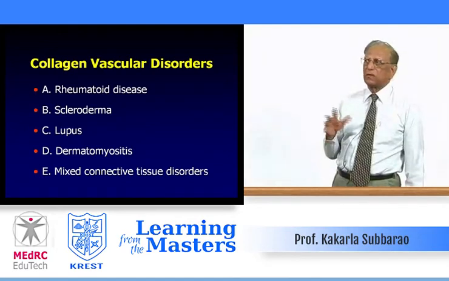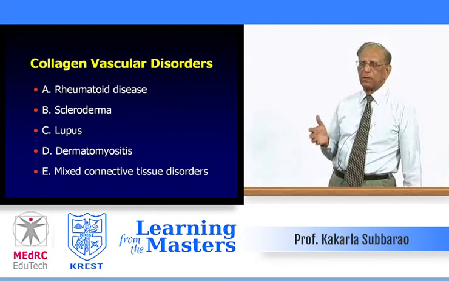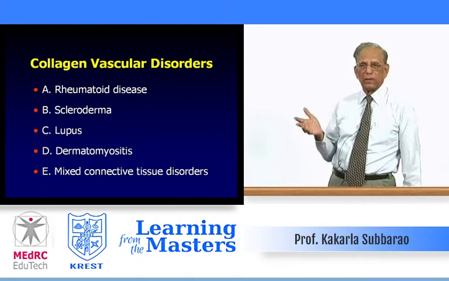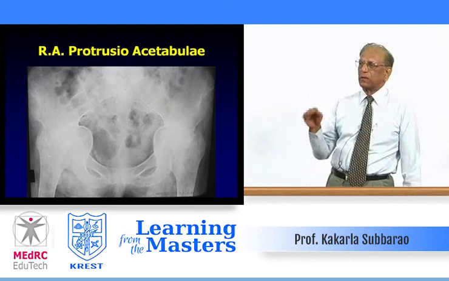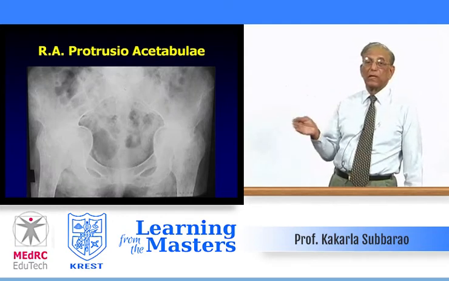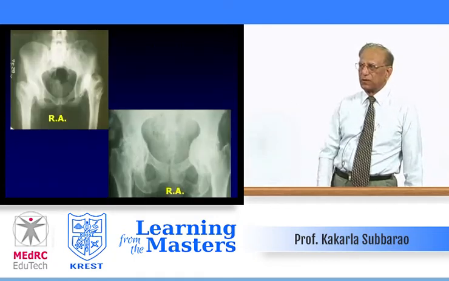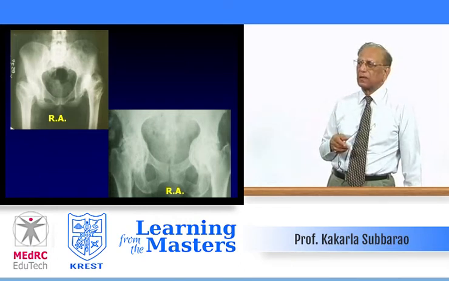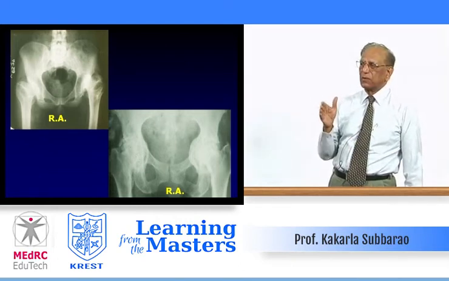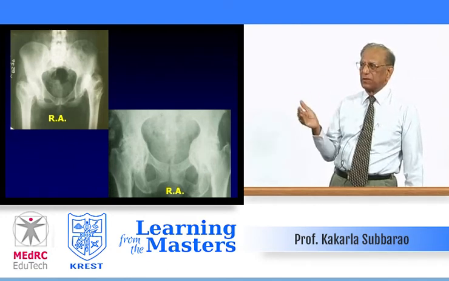Another entity is collagen vascular disorders, including rheumatoid arthritis or rheumatoid disorder, scleroderma, lupus erythematosus, dermatomyositis, and sometimes there is overlap disease, not only overlap, mixed connective tissue disorders. Protrusio acetabuli in rheumatoid arthritis, because of the softening of the bone and erosions, you find this type of changes in the hip joints. Again, rheumatoid arthritis, in the left hand corner, superior corner, there is osteonecrosis. With or without steroids, you can get these changes, the secondary degenerative changes.